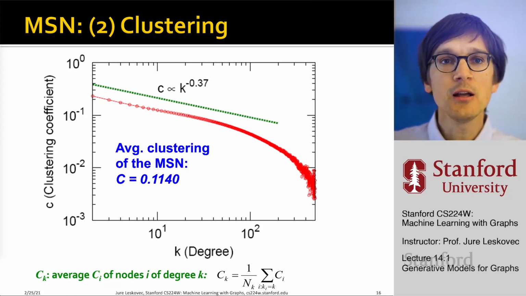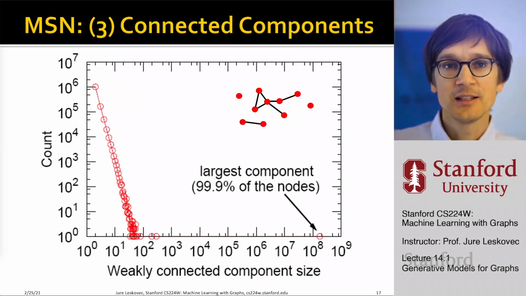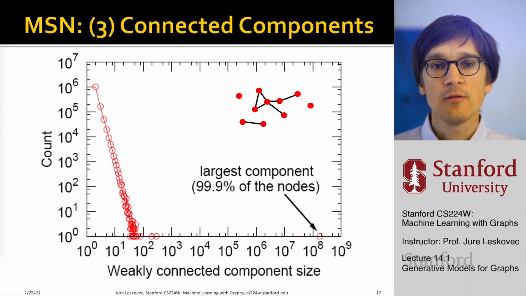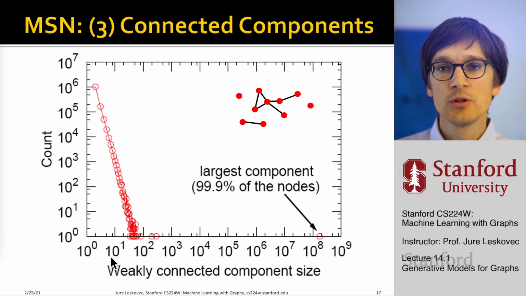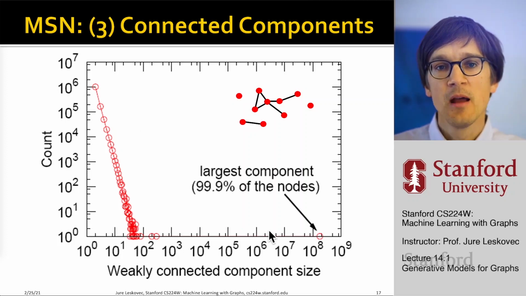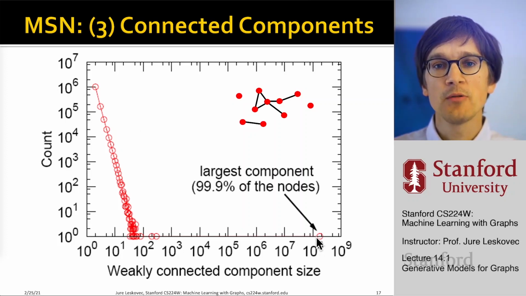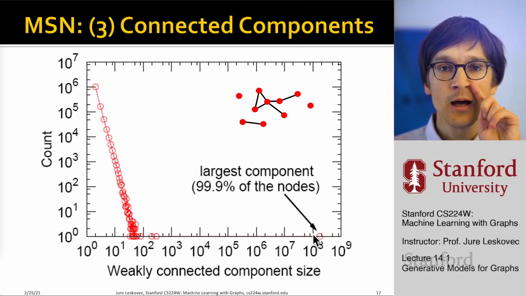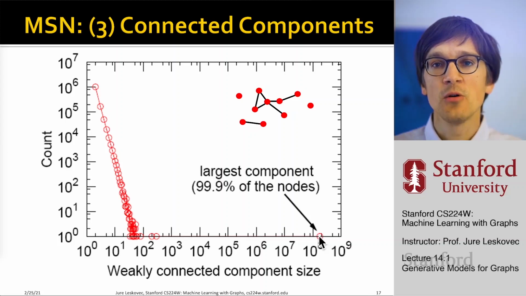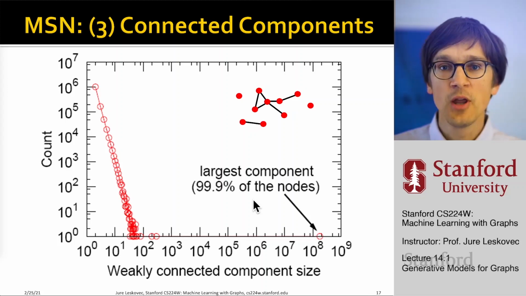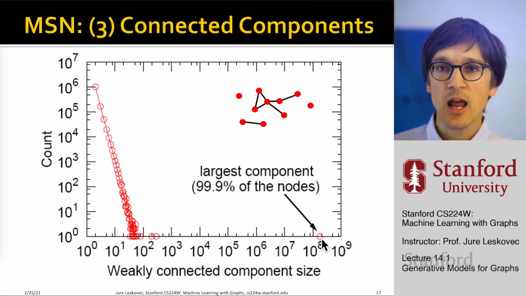So this was clustering. Now the third metric was connectivity, right? How big is the largest connected component? What I'm plotting here is the size of the connected component, how many nodes belong to a given component, versus the number of components of such a size. What you see is that the largest connected component has more than 10 to the 8, which is 100 million. So this is close to 200 million. Pretty much 99.9% of all the nodes belong to the largest connected component. So the network is connected.